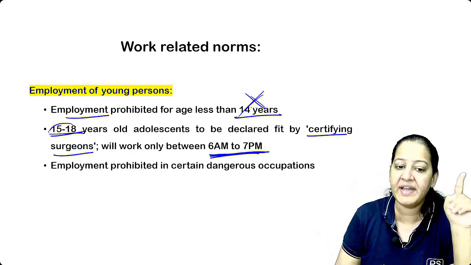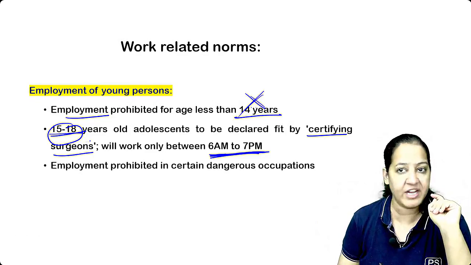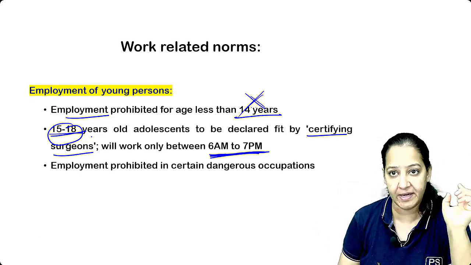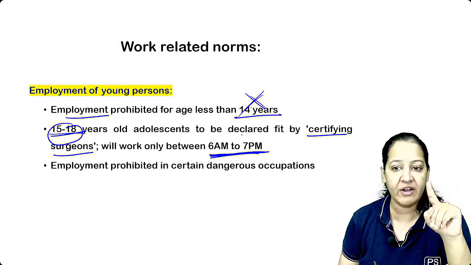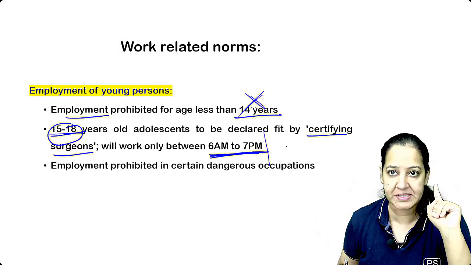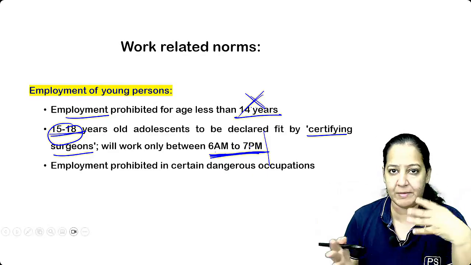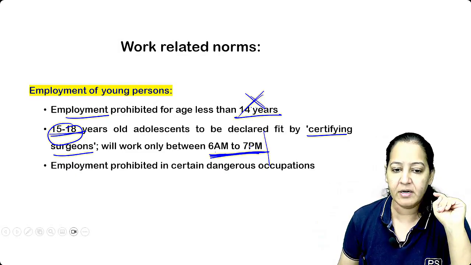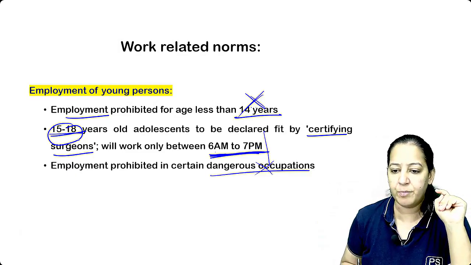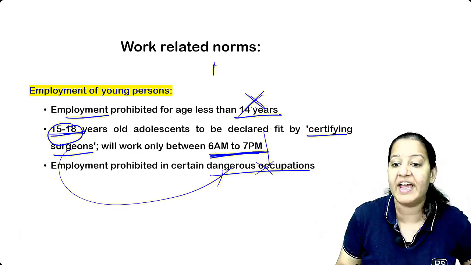If I'm holding any adolescent, boy or girl, for the night shift, I'm under legal action. I cannot do so if I'm the owner of a factory. It is not allowed to hold any adolescent for night shift. After 7 p.m., I cannot hold any adolescent. I can make them work from 6 a.m. to 7 p.m., depending on the wages I'm giving. And in dangerous occupations, adolescents are not allowed. So these are the work-related norms, depending on the age.